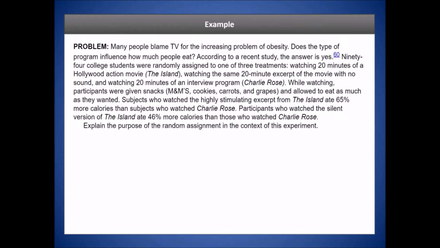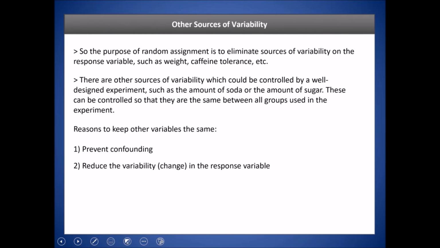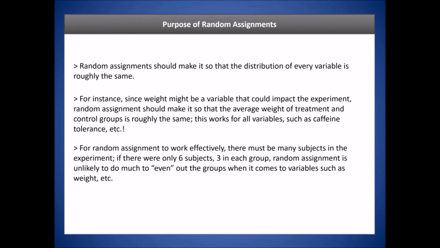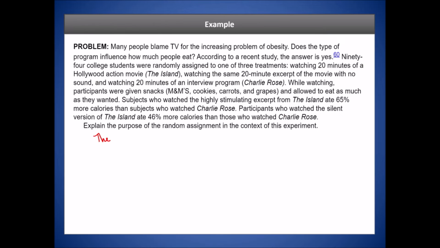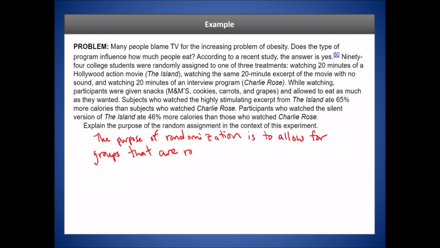Okay, so remember the purpose, let's go back to here. We want to make sure. Okay, so the purpose of randomization is to allow for groups that are roughly the same, right? As far as characteristics, right?